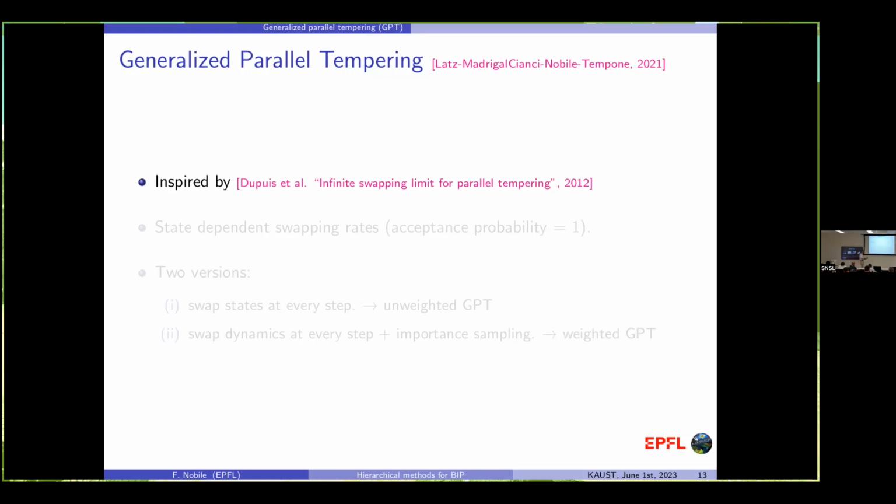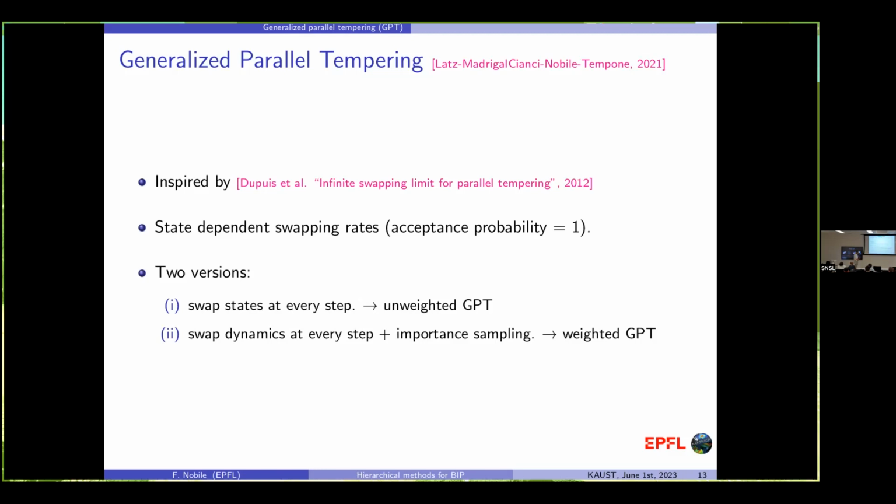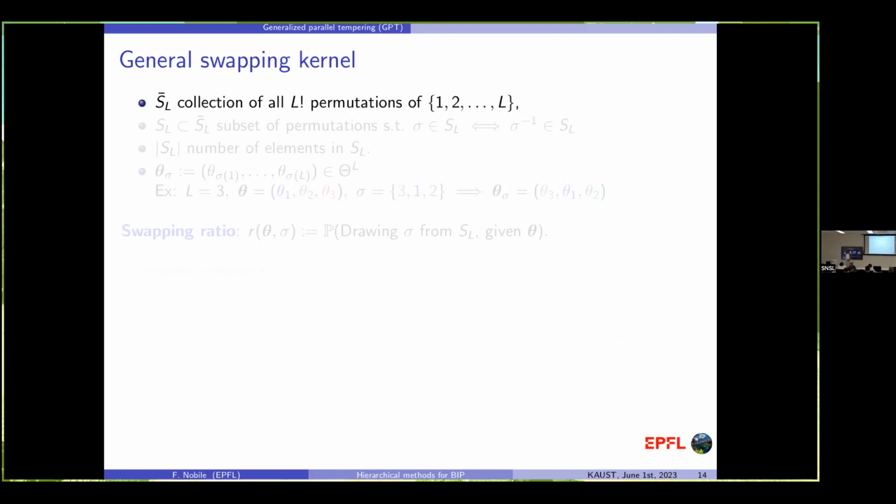They were forced to decide how to swap in a time continuous limit. So they came up with this idea of an infinite swapping limit for parallel tempering, which I think is a very nice paper. So we revisited this idea in the context of Markov chains, where we have discrete steps. We are not in a time continuous setting. This leads to two possible algorithms that I name unweighted and weighted parallel tempering, which I'm going to describe right now. This work is with Juan Pablo, Raul, and also in collaboration with Jonas Lotz, who was visiting EPFL for a few months.